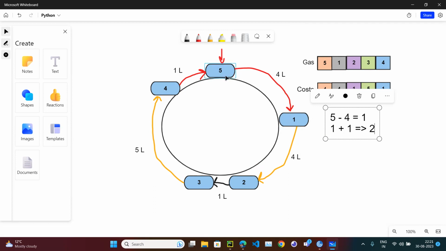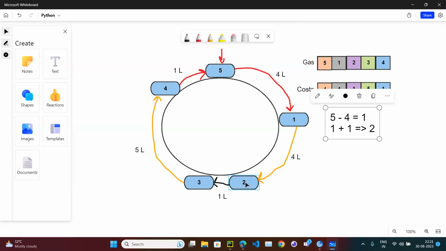So it means 5 is not my starting point. 5 is the starting point if we only have to travel till 1, but for the circular route, 5 is not the starting point. So 5 is not the starting point, and 1 is also not the starting point, because if we start from 1, there is only 1 liter of gas. If we start from 5, we are not going to reach 2. If we start from 1, we are not even going to reach 2.